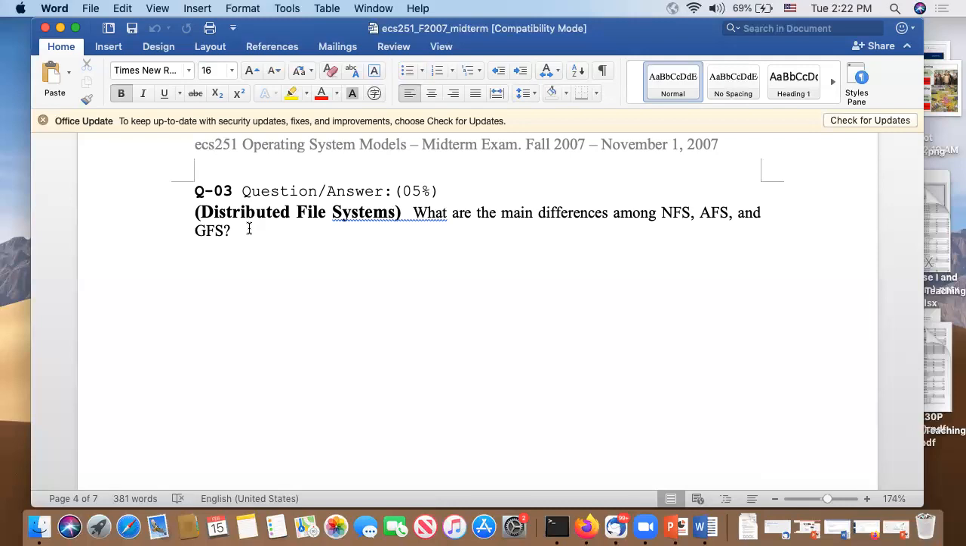They actually design differently. And the second part, between GFS and AFS and NFS, we see the main difference is that in GFS, I separate the control of the directory and the block. And in both NFS and AFS, the directory structure is actually distributed itself among all the machines.